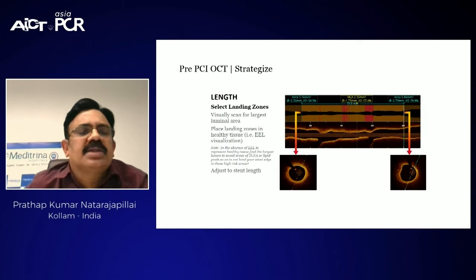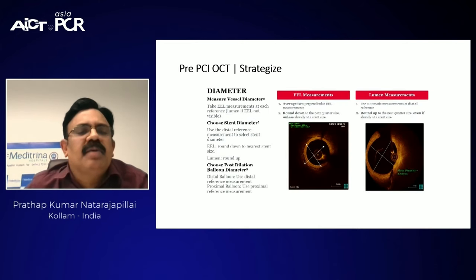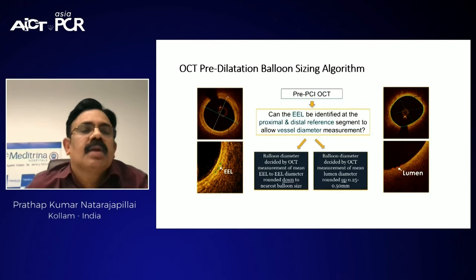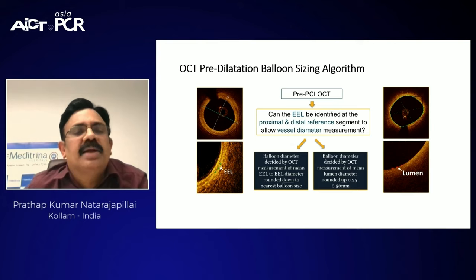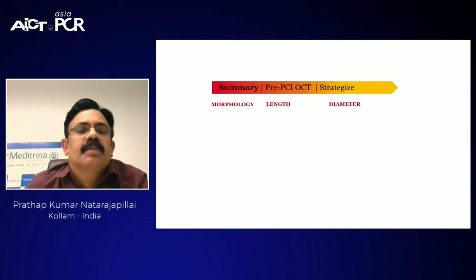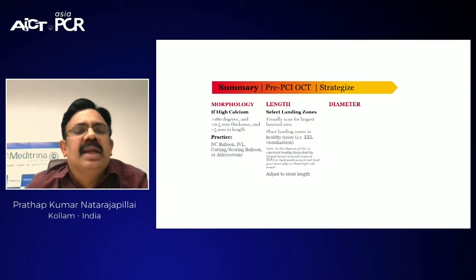The length is decided by the landing zone, in both the pre and the post part. Diameter, we will assess with the external elastic lamina (EEL) as well as the lumen. If the EEL is not well seen, you have to look at the lumen, but you should not upsize. The same applies to the pre-dilatation balloon. So in length and diameter, the stent sizing decides. So we'll look at morphology, length, diameter.